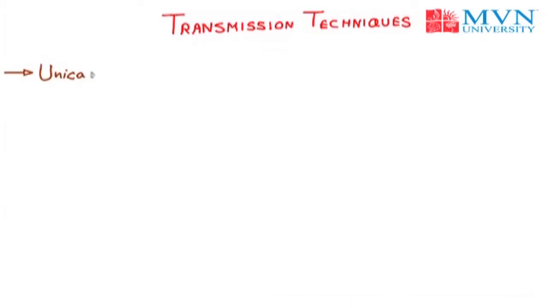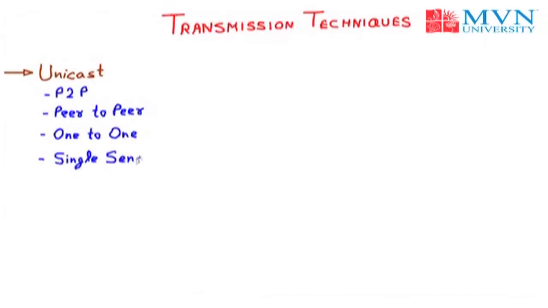First one we will cover, that is Unicast. Unicast is also called as P2P. P2P means peer-to-peer, or we can say that one-to-one connection. In Unicast technique, we have single sender and single receiver.